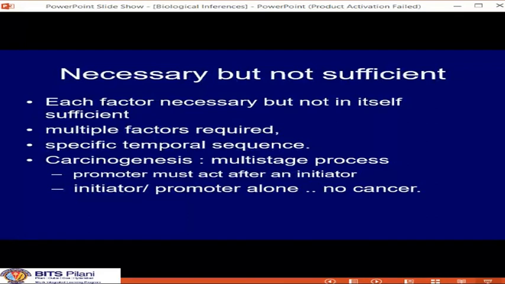Take, for example, any cancer developing. We know that in cancer, something initiates the cancer and then something promotes the growth of that cancer. And that initiator must happen first and then the promoter must come next. So in this time sequence, if the order is reversed, cancer doesn't develop. So the initiator and promoter are both required. They are necessary, but they're not sufficient in themselves to cause cancer. So in most cancers, the carcinogenesis is multi-stage, having two steps.